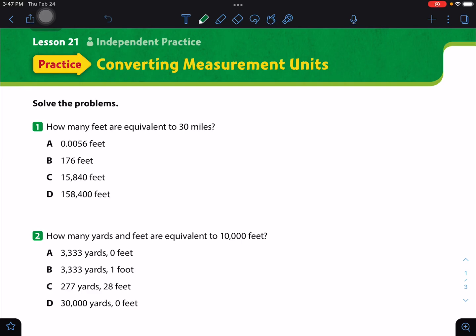Hey, it's Mr. A, and this is a re-mastery practice video for MD1 measurement conversions. You're definitely going to need your reference sheet, so make sure you have one. I will also be providing a link to one just in case you've lost it or can't find it.